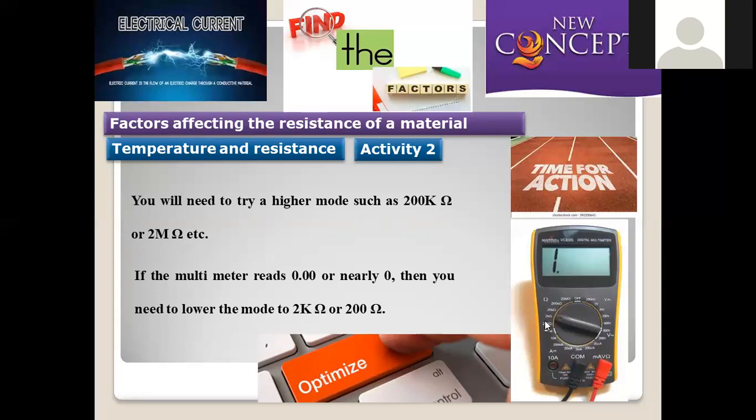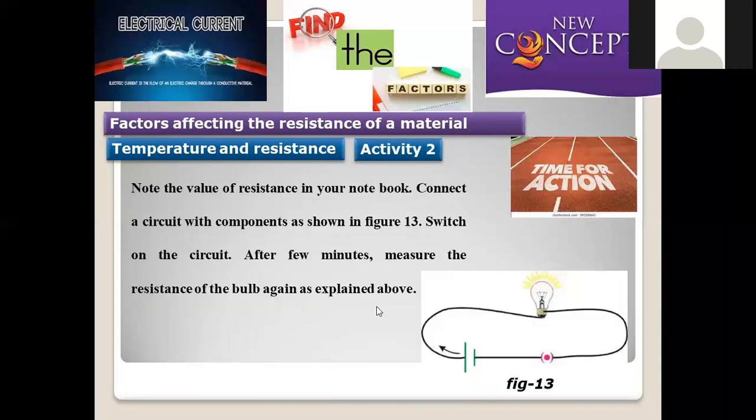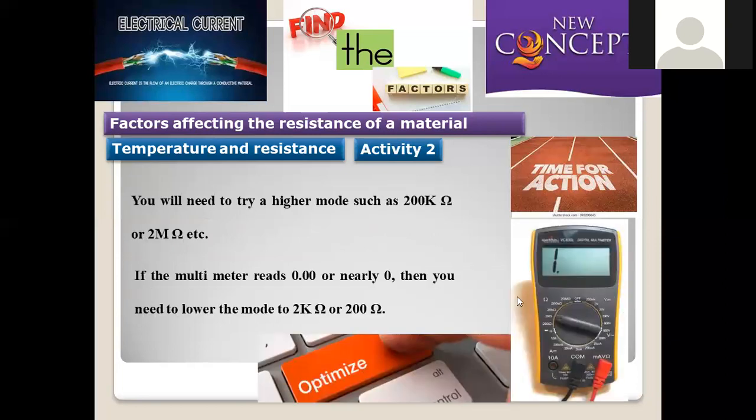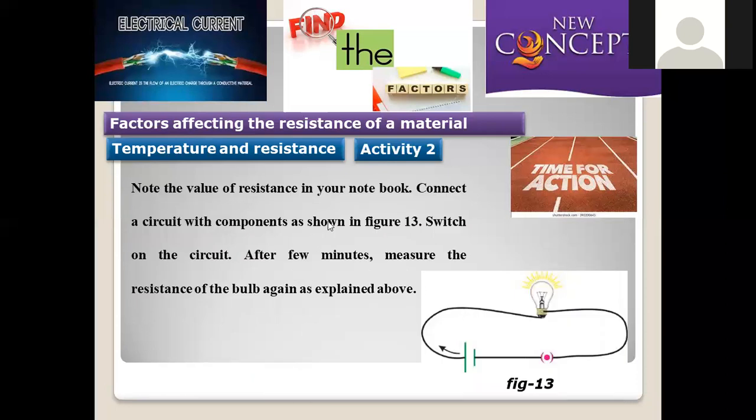We can adjust the multimeter in such a way that the readings are correctly given. Note the value of resistance in your notebook. So after getting the proper orientation, where you are getting readings other than 0 or 1, if you are getting the exact reading, we have to take the reading and it should be tabulated in the notebook.